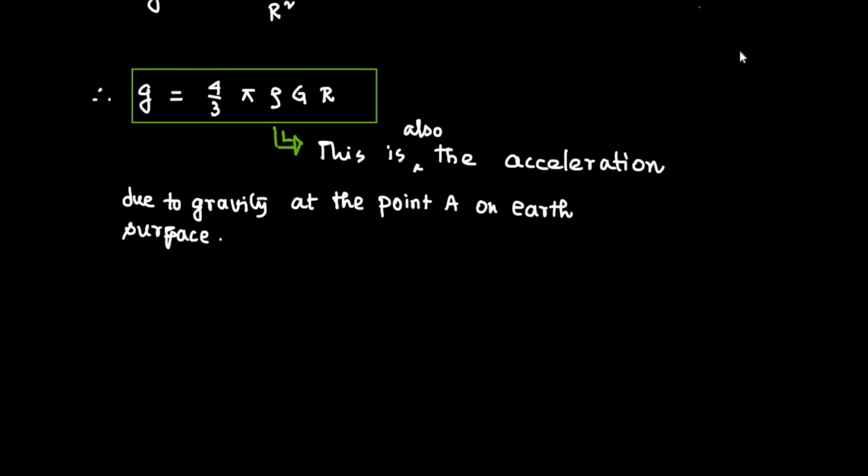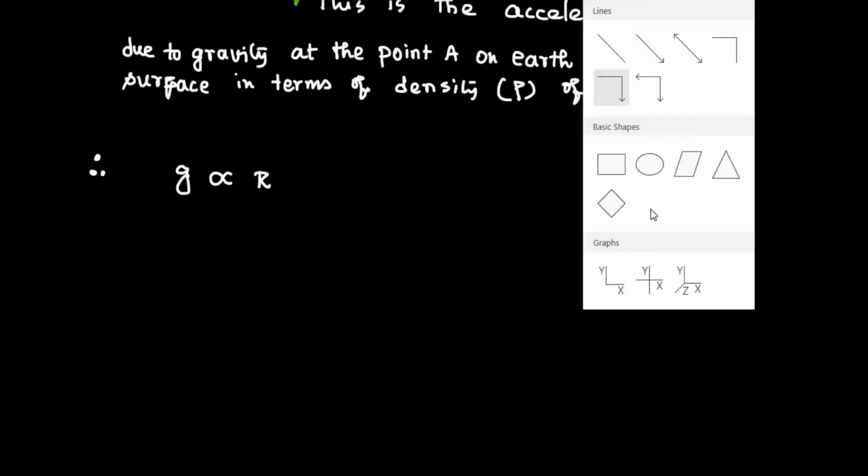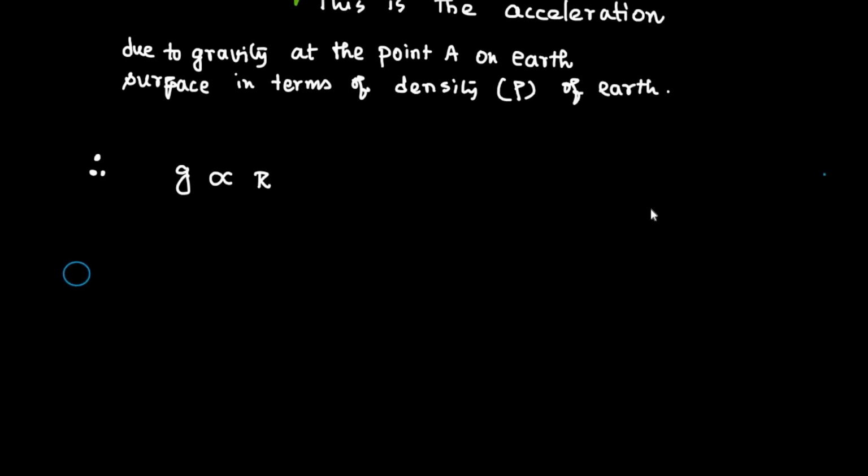This is also another expression of acceleration due to gravity at a point A on Earth's surface in terms of density rho of Earth. Therefore, small g is proportional to capital R, means acceleration due to gravity is directly proportional to radius of Earth. That means greater the radius of planet, greater will be the acceleration due to gravity on Earth's surface.